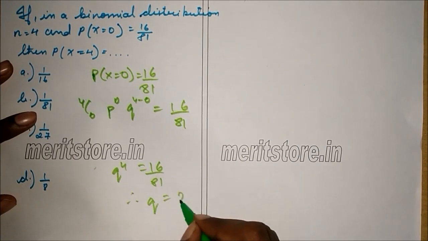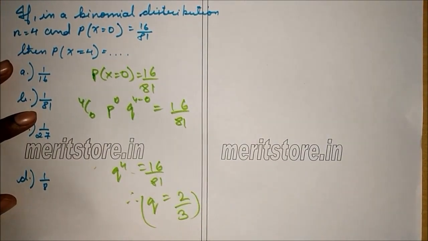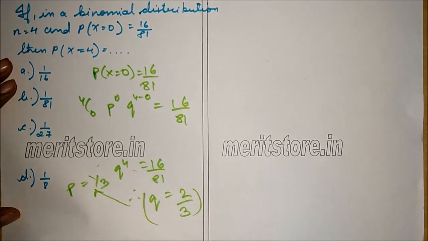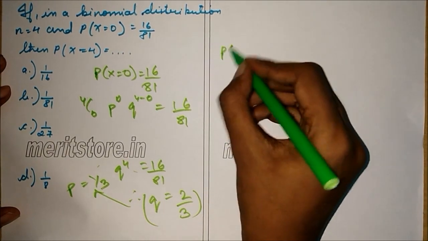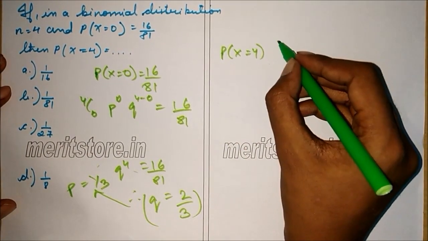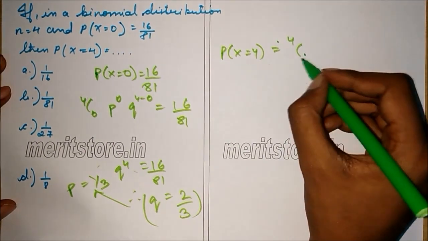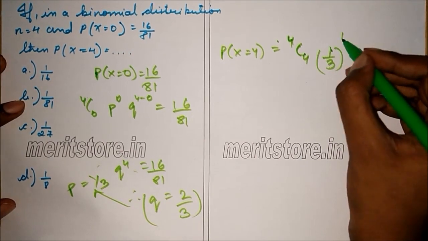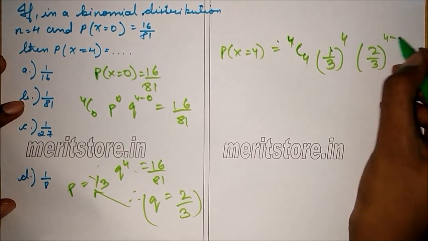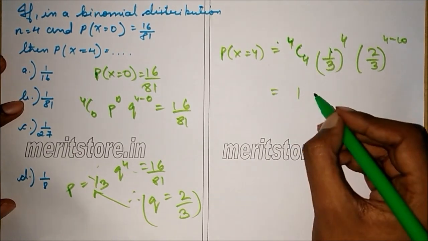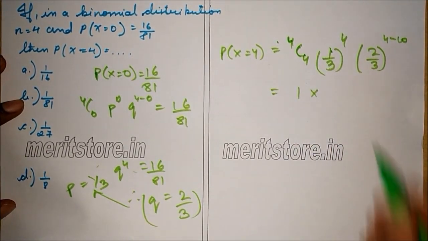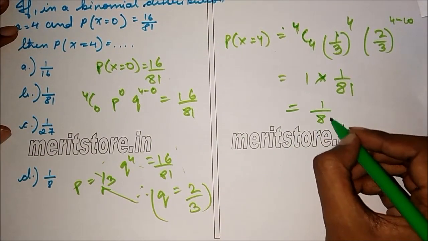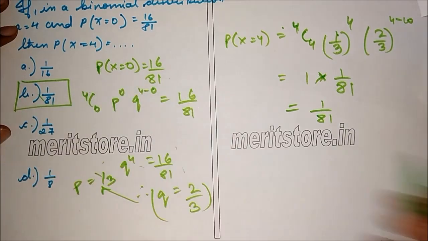Therefore, q is equal to 2 by 3. So q is 2 by 3, therefore p will be 1 by 3. So we have p, we have q. So P of x equals 4 will be 4C4, 1 by 3 raised to 4, 2 by 3 raised to 4 minus 4. This is equal to 4C4 is 1, 1 by 3 raised to 4 is 1 by 81. So this is 1 into 1 by 81, which is equal to 1 by 81, which is B option.